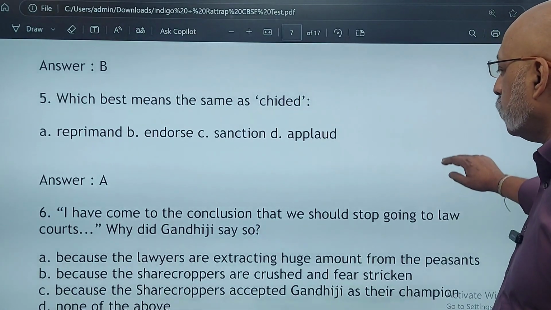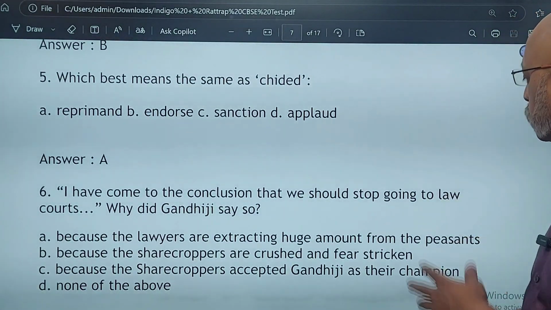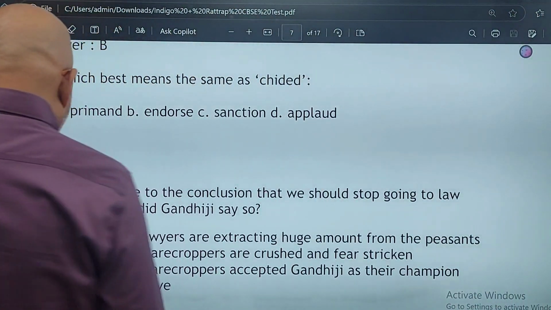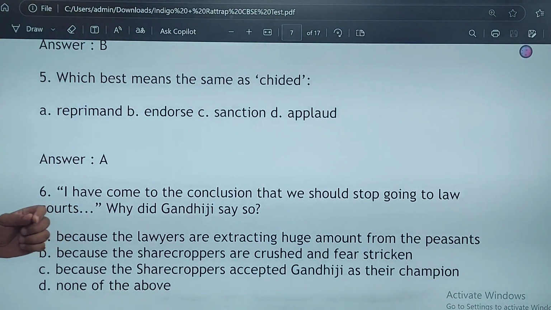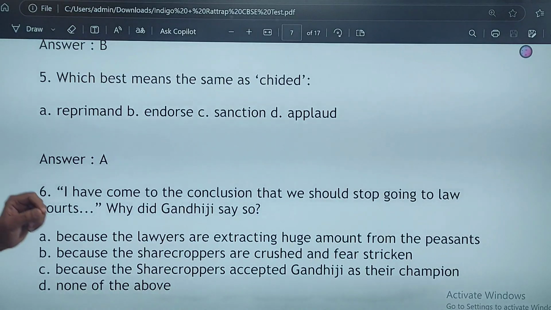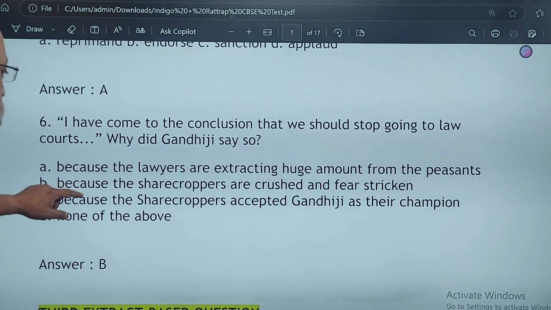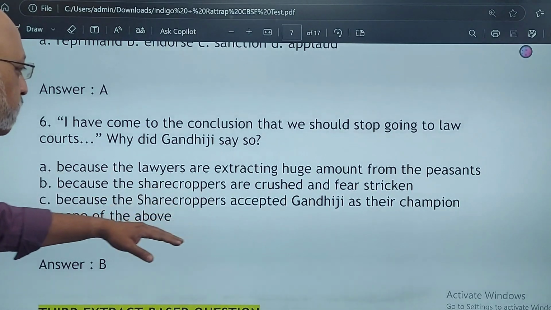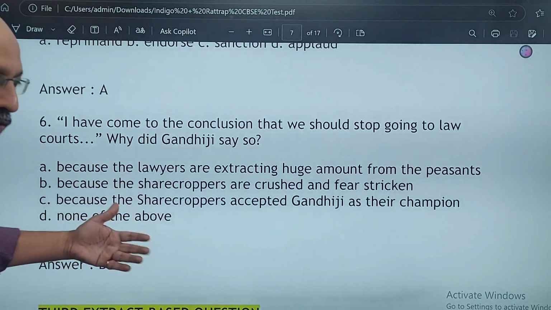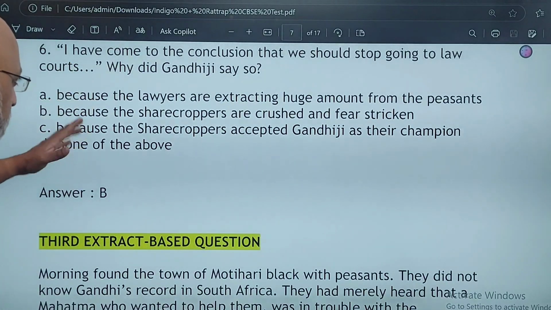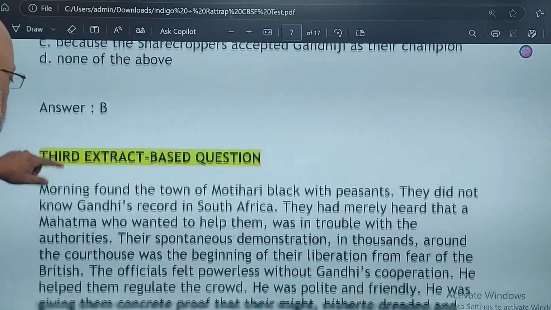I have come to the conclusion that we should stop going to law courts. Why did Gandhiji say so? Because the lawyers are extracting huge amounts from the prisons, because the sharecroppers are crushed and fear-stricken, because the sharecroppers accepted Gandhiji as their champion, or is it none of the above? The correct option is B. They are crushed and fear-stricken because they were kind of not getting their due. A is not the correct answer.